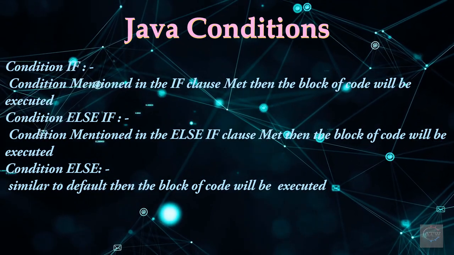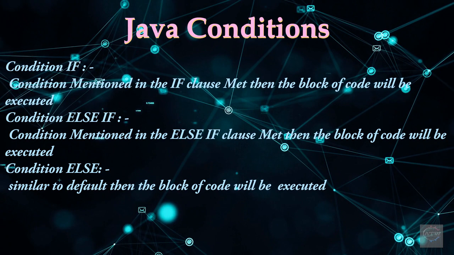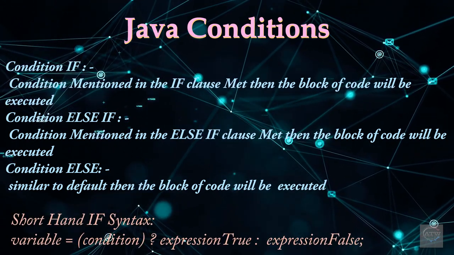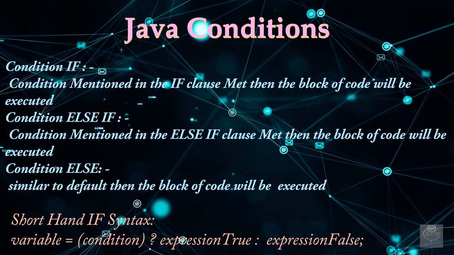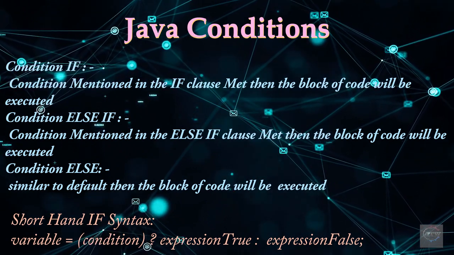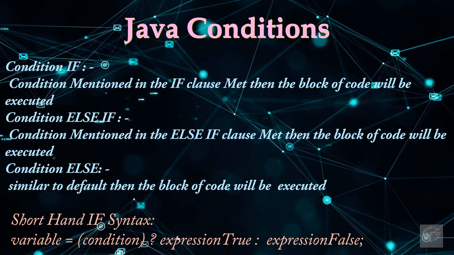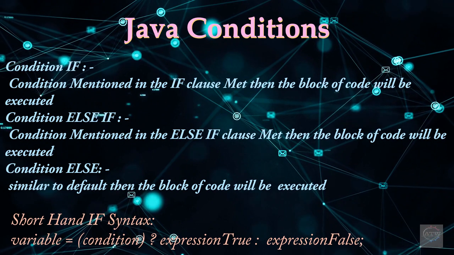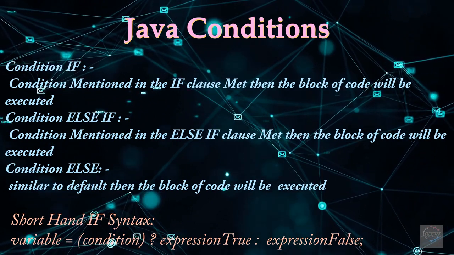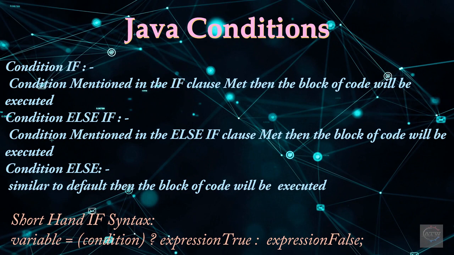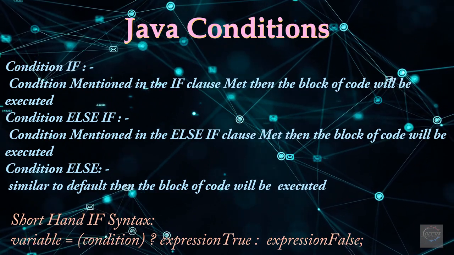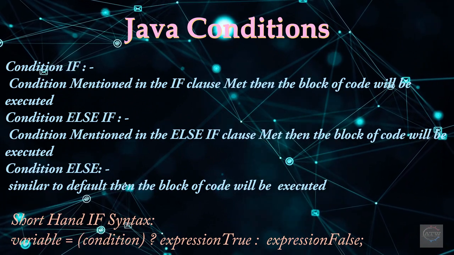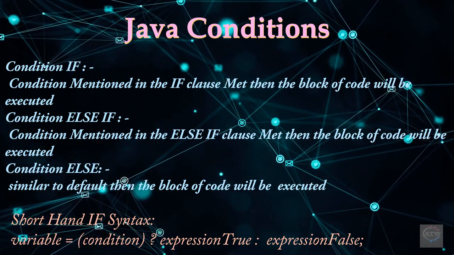And the final one is how to write the if condition in shorthand form. So the syntax is: variable equals the condition which you are validating, and the question mark is the ternary operator. Then what you want to do if it passes, meaning the if statement, then a colon, and the else statement. So this is the syntax for the shorthand form of the if statement.